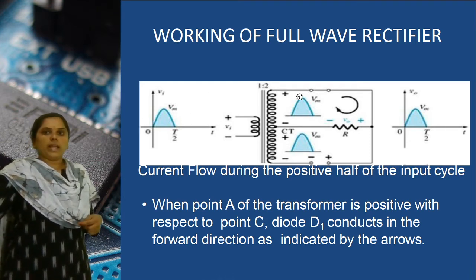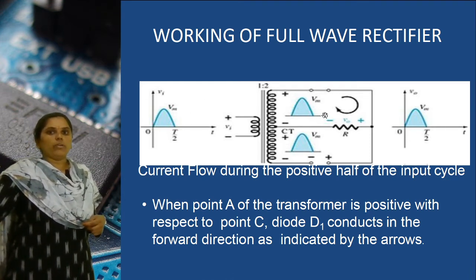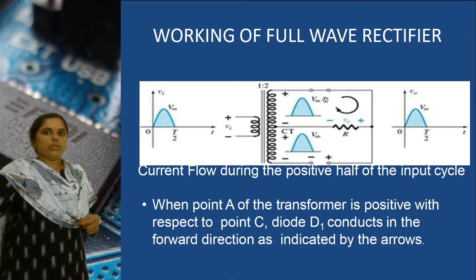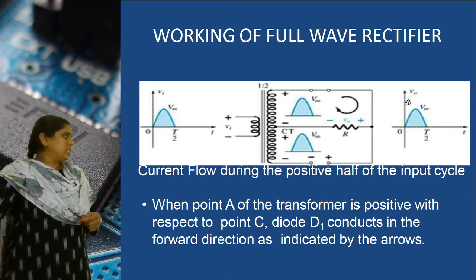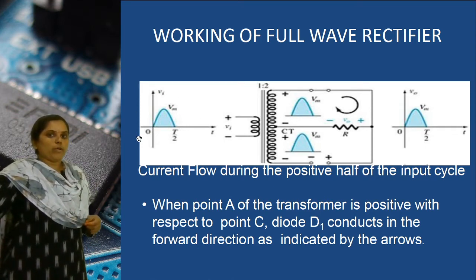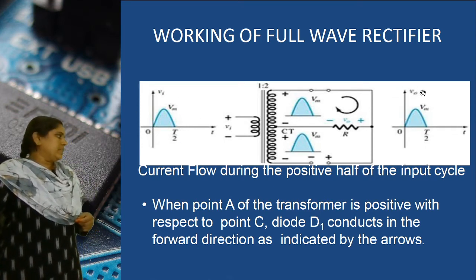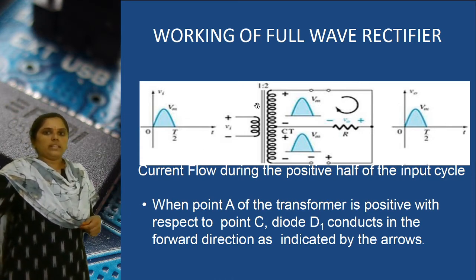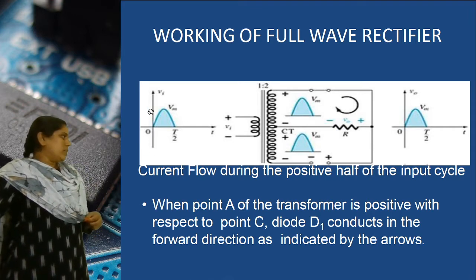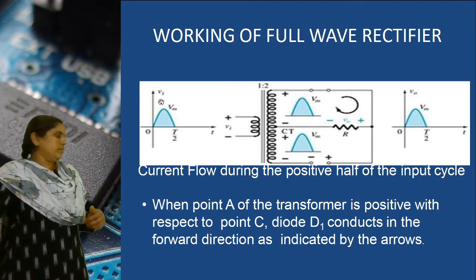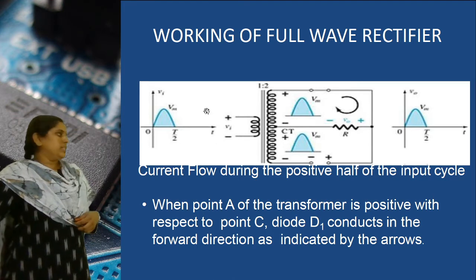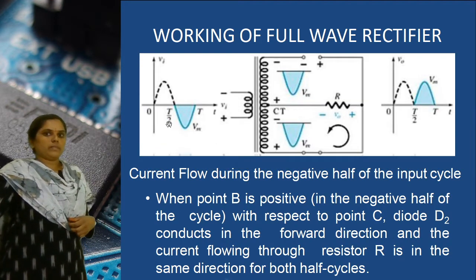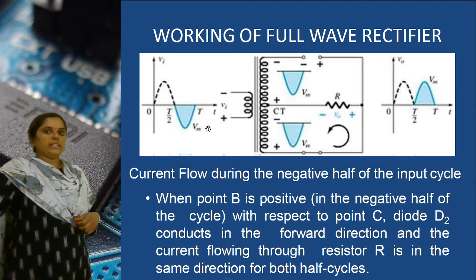This shows the current flow direction through the diode and the load resistor to point A. So we get the positive half cycle across the load resistor RL when we apply the positive half cycle. This circuit shows the positive half cycle. Next, when we apply the negative half cycle, see here, we are applying the negative half cycle.